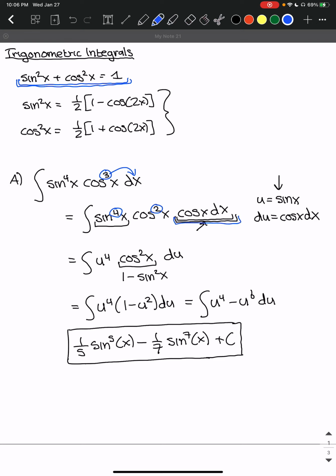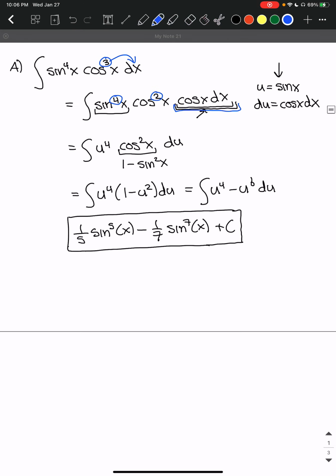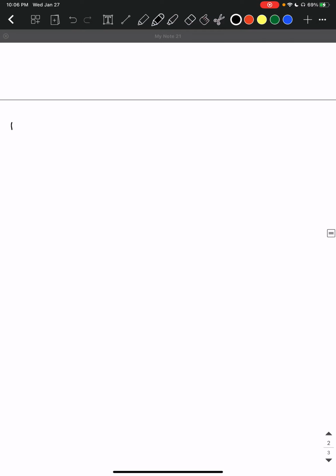Okay, so what we're going to do with this next example is a little bit more difficult, essentially because we're going to try what we just did and find that it'll fail. So let's go ahead and try a second example here. We'll do the integral of sine squared x cosine squared x.